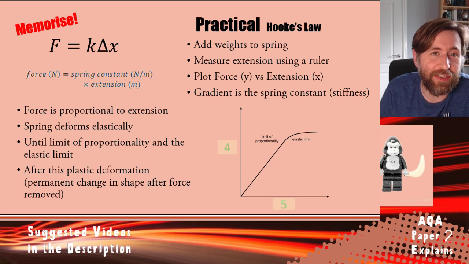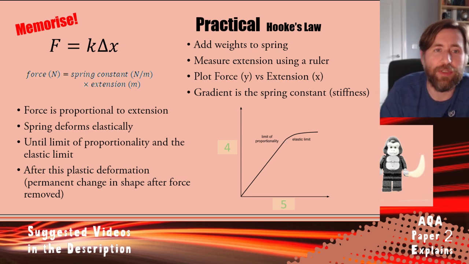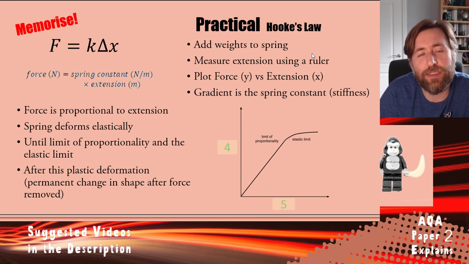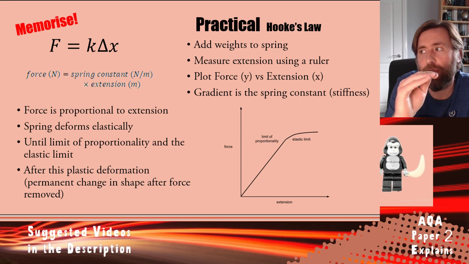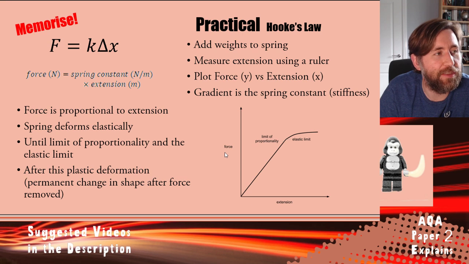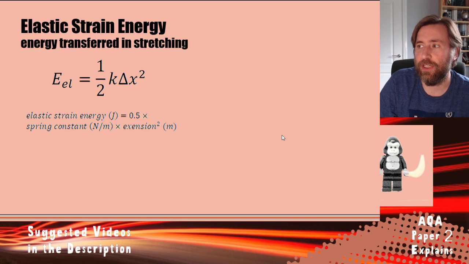After this, you get plastic deformation, after the limit of proportionality, or after the elastic limit, which means the change in shape is permanent after you remove the deforming force. So basically, in this practical, you add slotted masses to the spring, which add weight to the spring. It does a force on it. You measure the extension using a ruler. You can clamp it to make sure it's vertical, and make sure that zero always stays at the bottom where the spring started. And you plot force on the y-axis and extension on the x. And the reason why you put force on the y-axis is because then the gradient is the spring constant. So the steeper the graph, the stiffer the spring is.